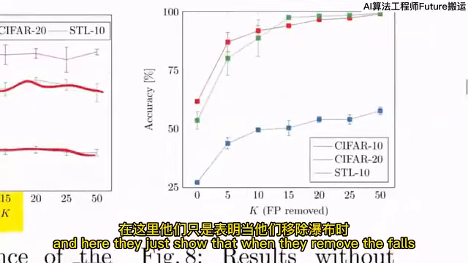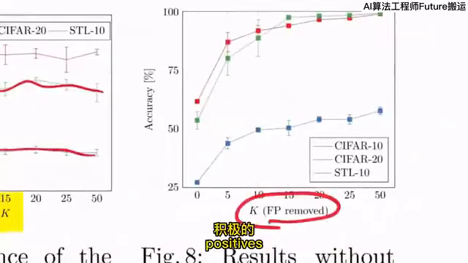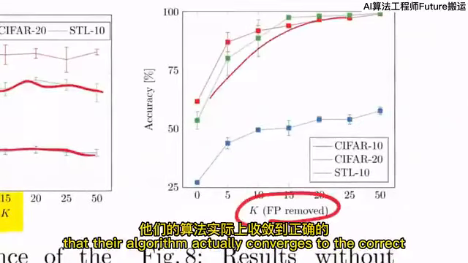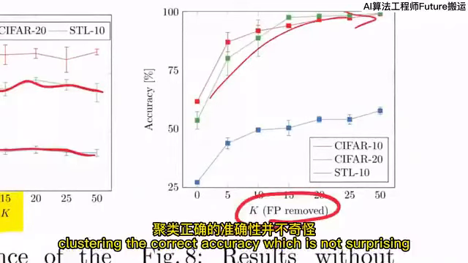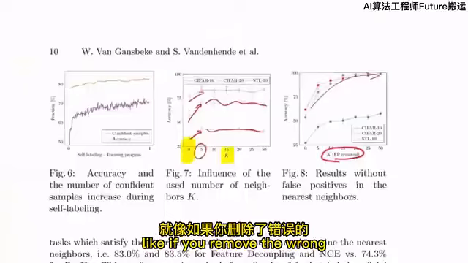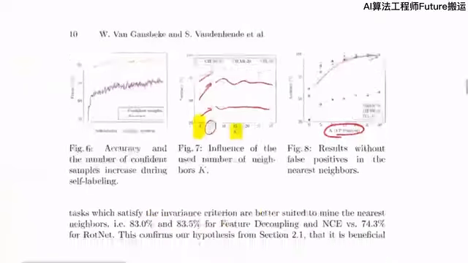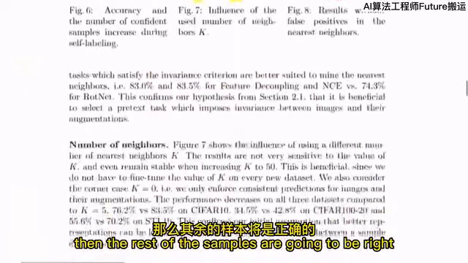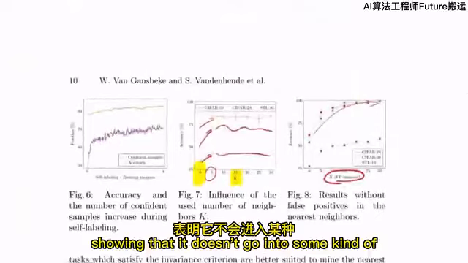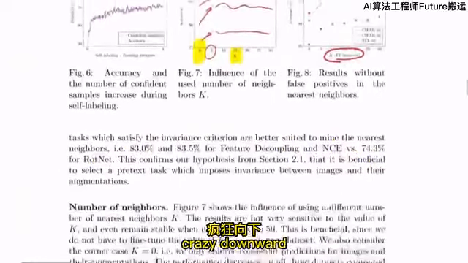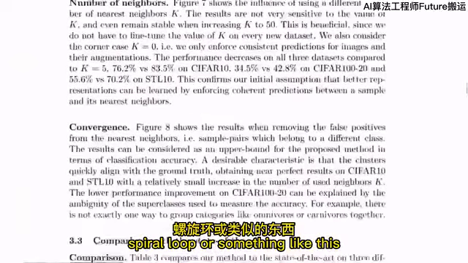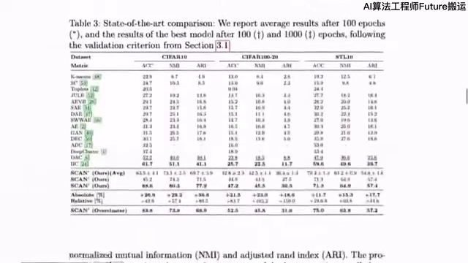And here they just show that when they remove the false positives, their algorithm actually converges to the correct clustering, the correct accuracy, which is not surprising. If you remove the samples that are wrong, then the rest of the samples are going to be right. I think that's just showing that it doesn't go into some kind of crazy downward spiral loop or something like this, but still, it's just kind of funny.